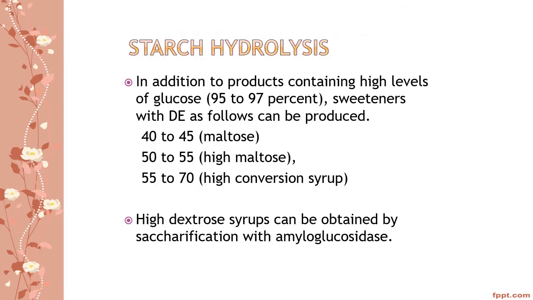In addition to products containing high levels of glucose, sweeteners with DE as follows can also be produced. For example, maltose having DE between 40 to 45, high maltose having DE from 50 to 55, while high conversion syrup will have a DE value of 55 to 70. And high dextrose syrup can be obtained by saccharification with amyloglucosidase.